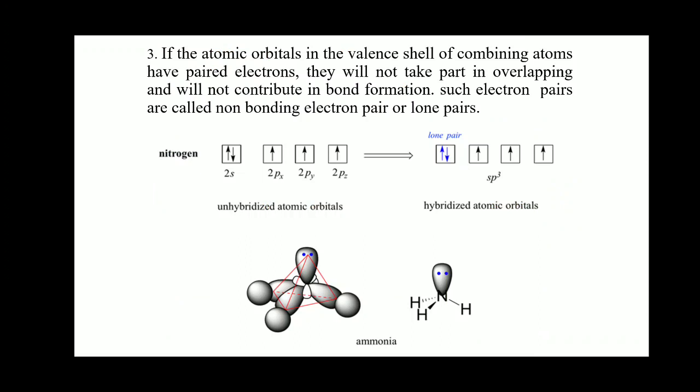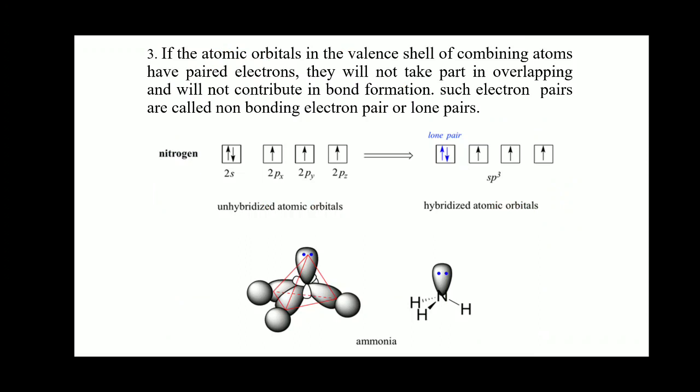The third postulate is that if the atomic orbitals in the valence shell of combining atoms have paired electrons, then they will not take part in overlapping and will not contribute to bond formation. Such electron pairs are called non-bonding electron pairs or lone pairs. For example, in NH3 molecule, the valence shell configuration of nitrogen is 2s2 2p3. It means the two paired electrons are present in 2s orbital with opposite spins, and there are three unpaired electrons present in 2p orbital, that is one in 2px, one in 2py, and the third one in 2pz.